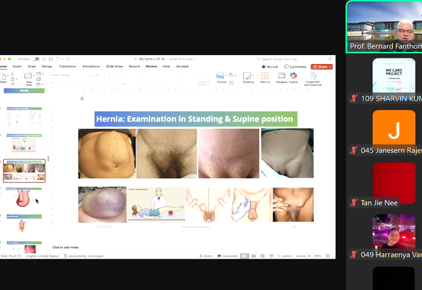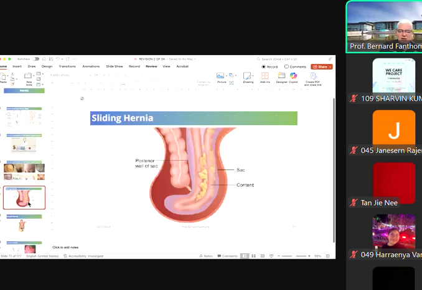Then you come to some special types of hernia, a sliding hernia, where one of the retroperitoneal structures slides down along with the hernial sac. So it is outside the hernial sac, but it is coming down along with the hernial sac. So that is called a sliding hernia.